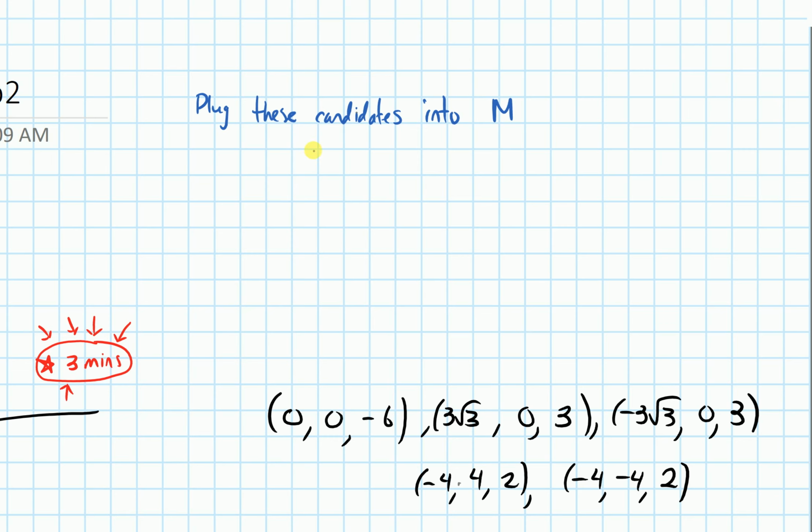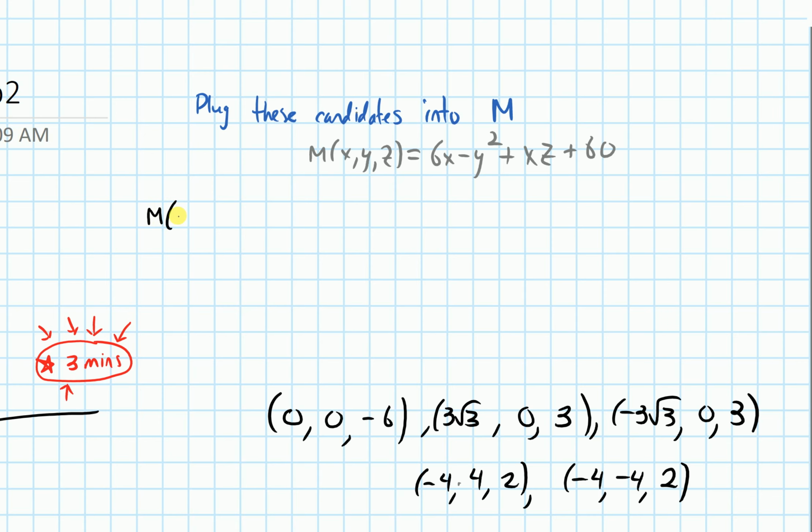Okay, so let's remember that our function m of x, y, z was equal to 6x minus y squared plus xz plus 60. So we're going to be plugging these values into this. I've also just copied down those 5 points below, so I don't have to keep scrolling back down to see them.